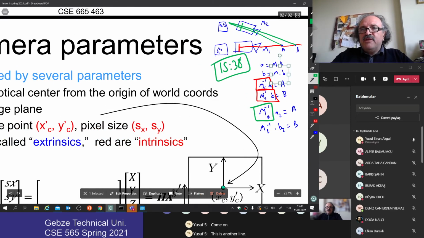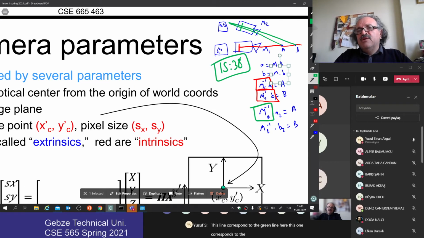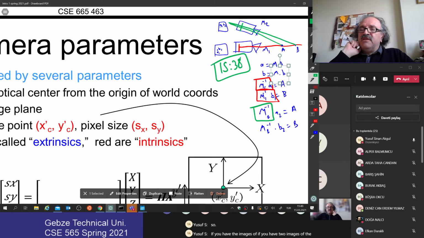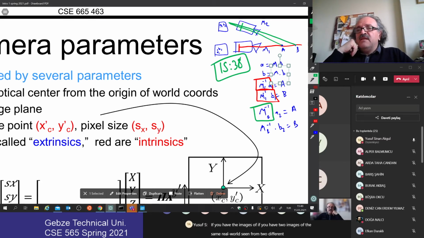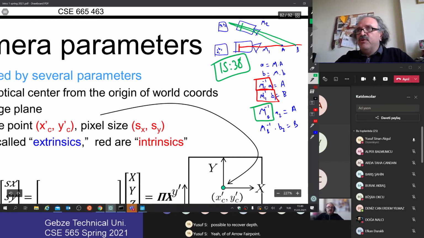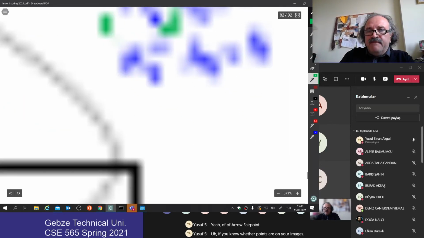This line corresponds to the green line here. This one corresponds to the red line there. So if I intersect these two lines, then I am going to find the position of A and B, if I like. So if you have two images of the same real world scene from two different angles, then it is possible to recover depth of a point if you know where the points are on your images. Okay, so usually we do it this way.